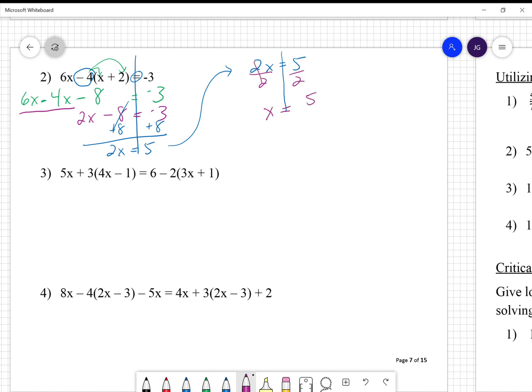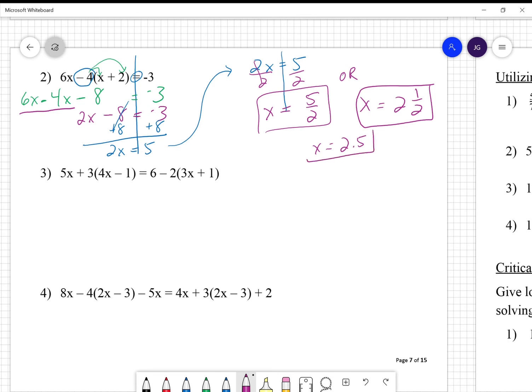X equals 5 over 2, which does not reduce. You could write it as a mixed number, so it could be either or. You do not have to write both. Just pick the one you like better. And even if you used your calculator, you'd get a decimal. I'd be okay with that also.